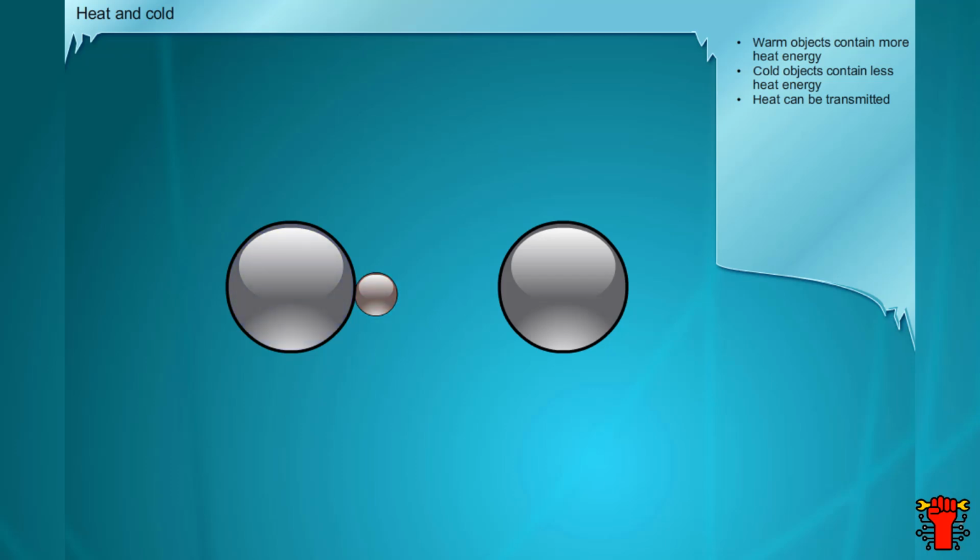Heat energy always flows from hot to cold. However, cold is not a form of energy. It is a sensation that is triggered by a lack of heat energy.